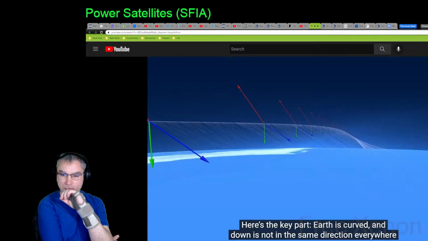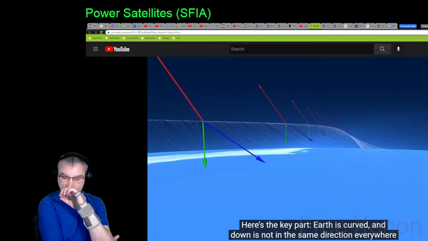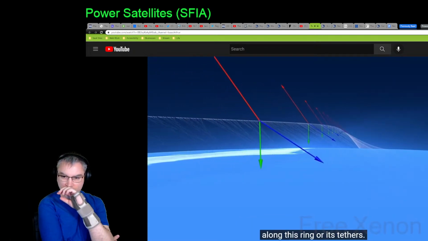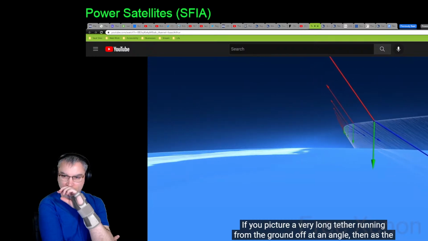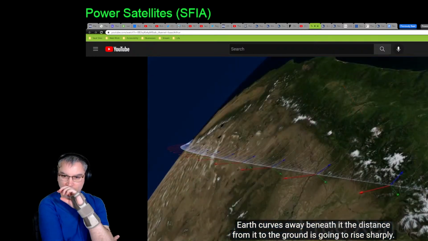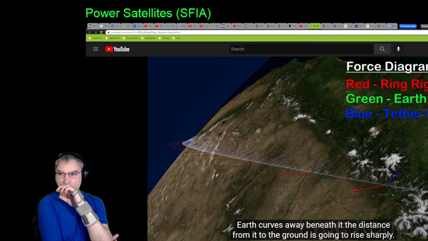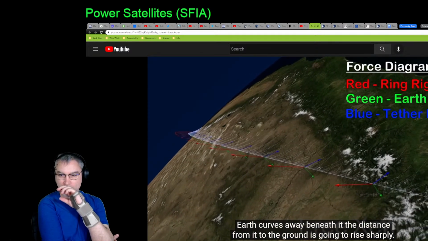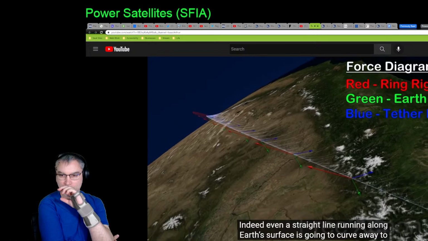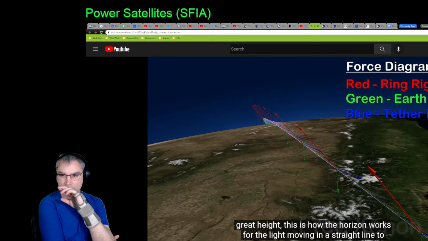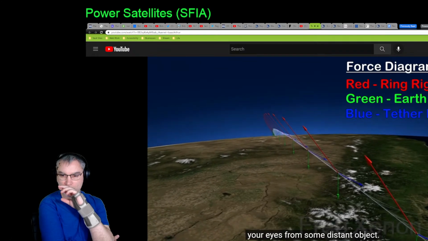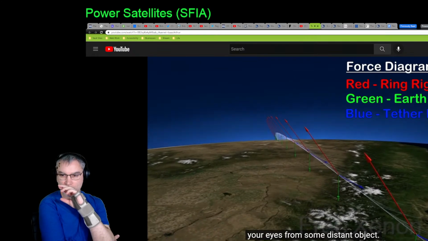Here's the key part. Earth is curved, and down is not in the same direction everywhere along this ring or its tethers. If you picture a very long tether running from the ground off at an angle, then as Earth curves away beneath it, the distance from it to the ground is going to rise sharply. Indeed, even a straight line running along Earth's surface is going to curve away to great height. This is how the horizon works for light moving in a straight line to your eyes from some distant object.